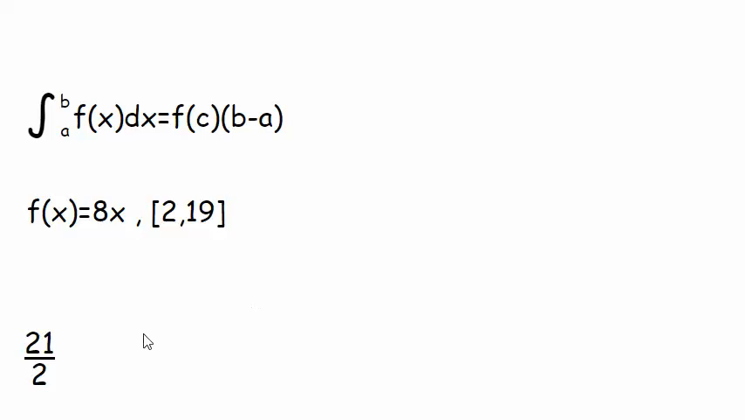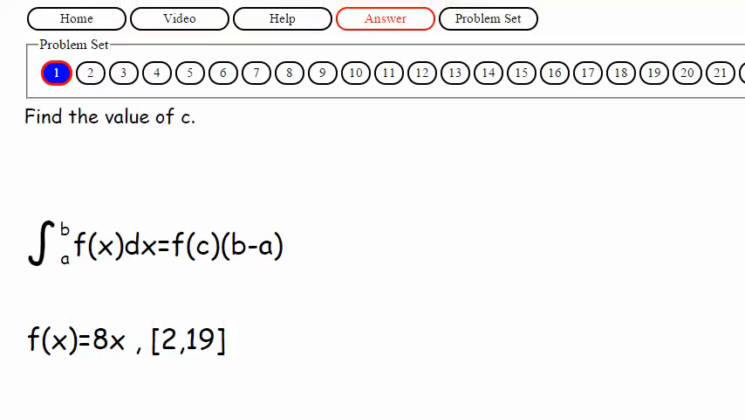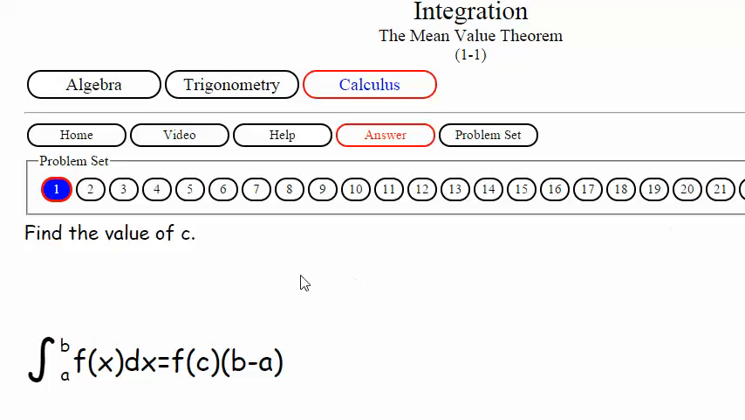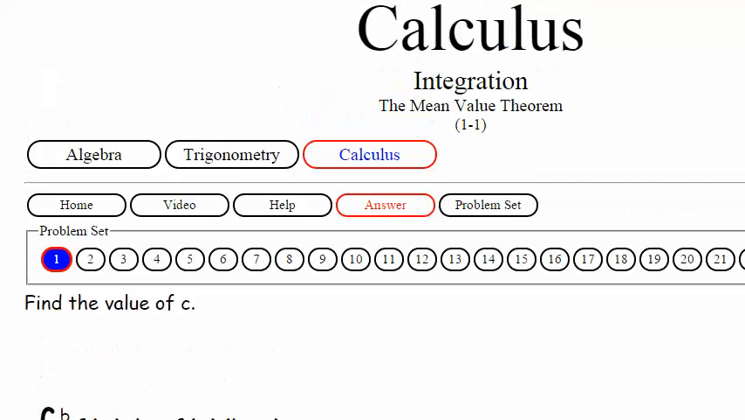And that agrees with the script. So there you go. It's pretty simple. We just followed the rule here. If they start asking for the mean value theorem for integrals, find c, this is how you do it. Pretty easy stuff. I get into some details on some of these other problems, but here we just kind of run through the mechanics.